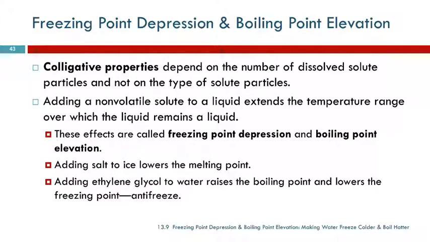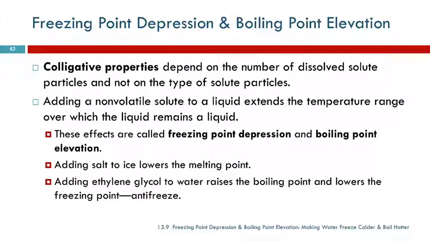So you add ethylene glycol, which is a non-volatile liquid, to the water in your radiator. It expands the temperature range over which the water remains a liquid. It lowers the freezing point and it raises the boiling point. So these effects are called freezing point depression, because that goes down, and boiling point elevation, because that goes up.